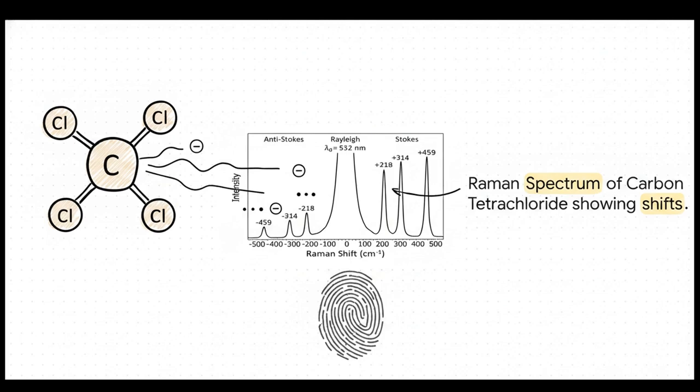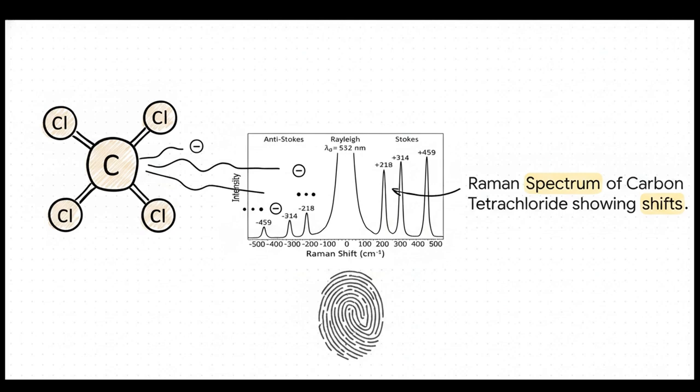See that massive peak right in the center at 0? That's our Rayleigh scattering. Absolutely no energy shift. Flanking it symmetrically on the right, you'll see the Stokes shifts peaking at specific positive values like 218 and 314. Those represent the light that lost energy. Over on the left are the much weaker anti-Stokes shifts, where the light gained energy.